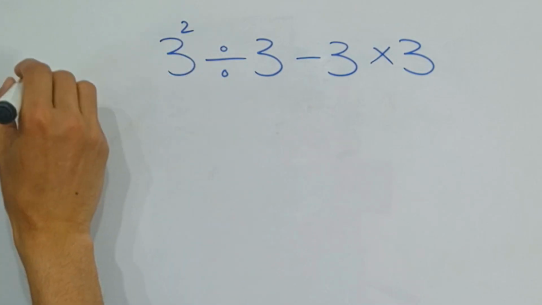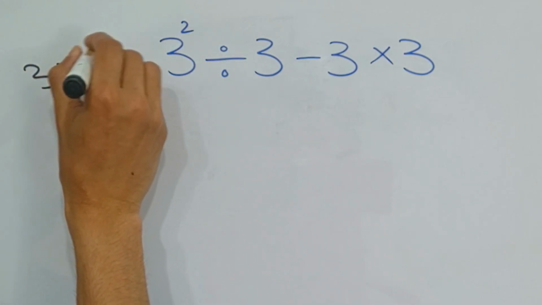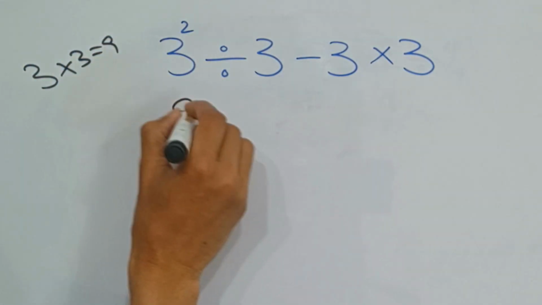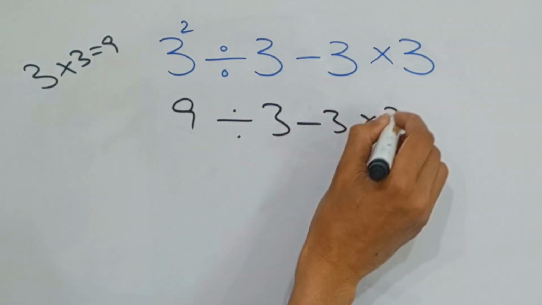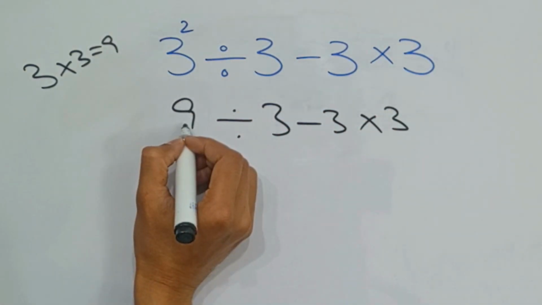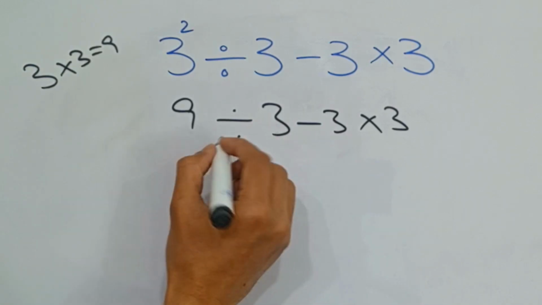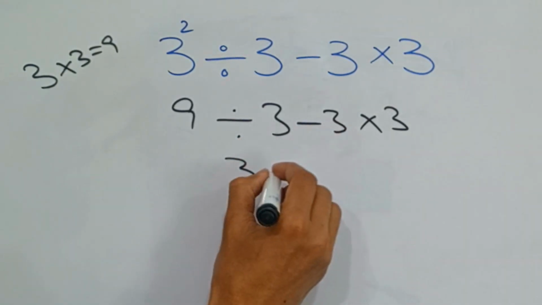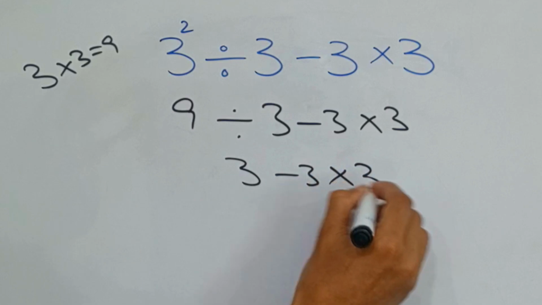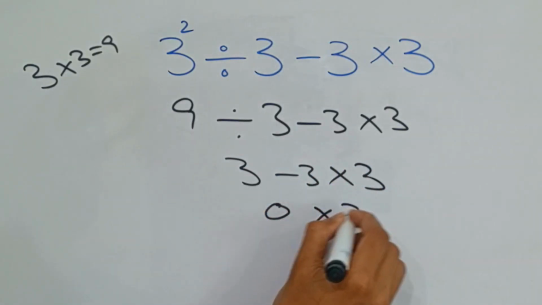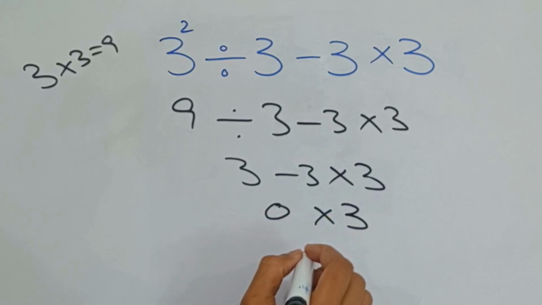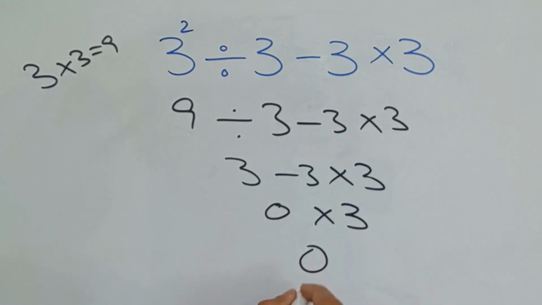3 squared means 3 times 3 equals 9, right? 9 divided by 3 minus 3 times 3. Now 9 divided by 3 equals 3, right? Minus 3 and times 3. Now 3 minus 3 equals 0 times 3, and 0 times 3 equals 0. But this is wrong. Why is it wrong?